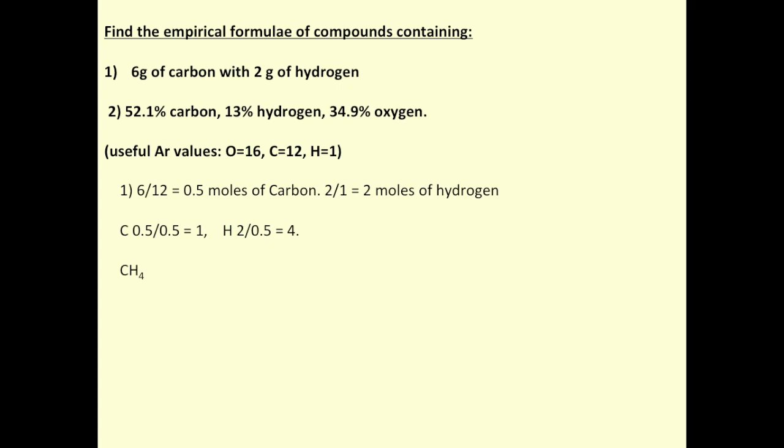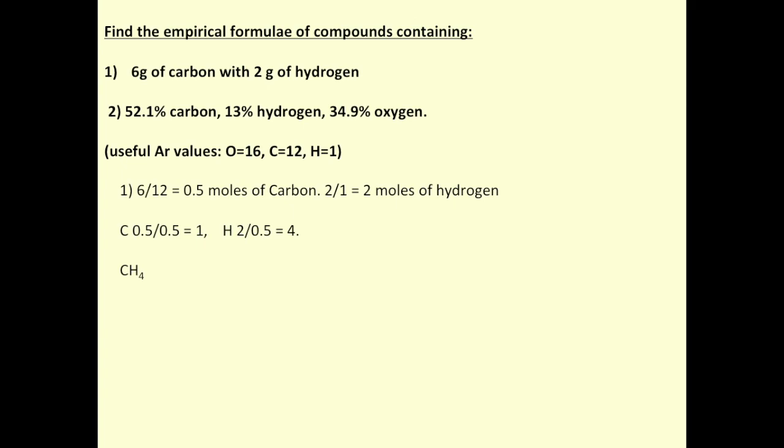Now, what we need to do next is divide through by the smallest number. Now, the smallest number out of 0.5 and 2 is obviously 0.5. So 0.5 divided by 0.5 equals 1. 2 divided by 0.5 is equal to 4. So the empirical formula of that compound, therefore, is CH4.